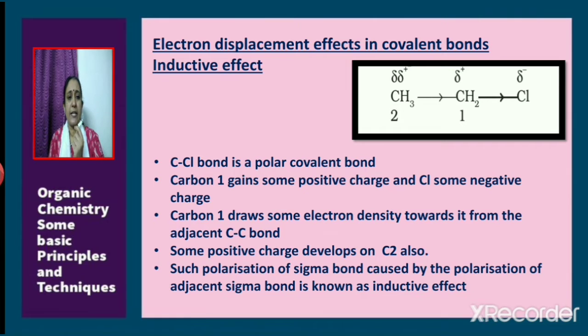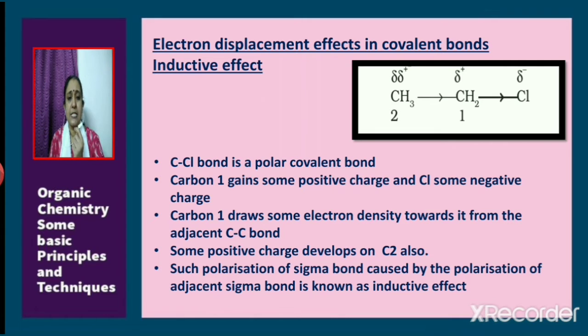Electron displacement effects in covalent bonds. Let us first discuss the inductive effect. What is meant by inductive effect? It refers to the polarization of a sigma bond caused by the polarization of an adjacent sigma bond. So if there is a polar sigma bond, it will cause the polarization of an adjacent sigma bond, and it is known as inductive effect.